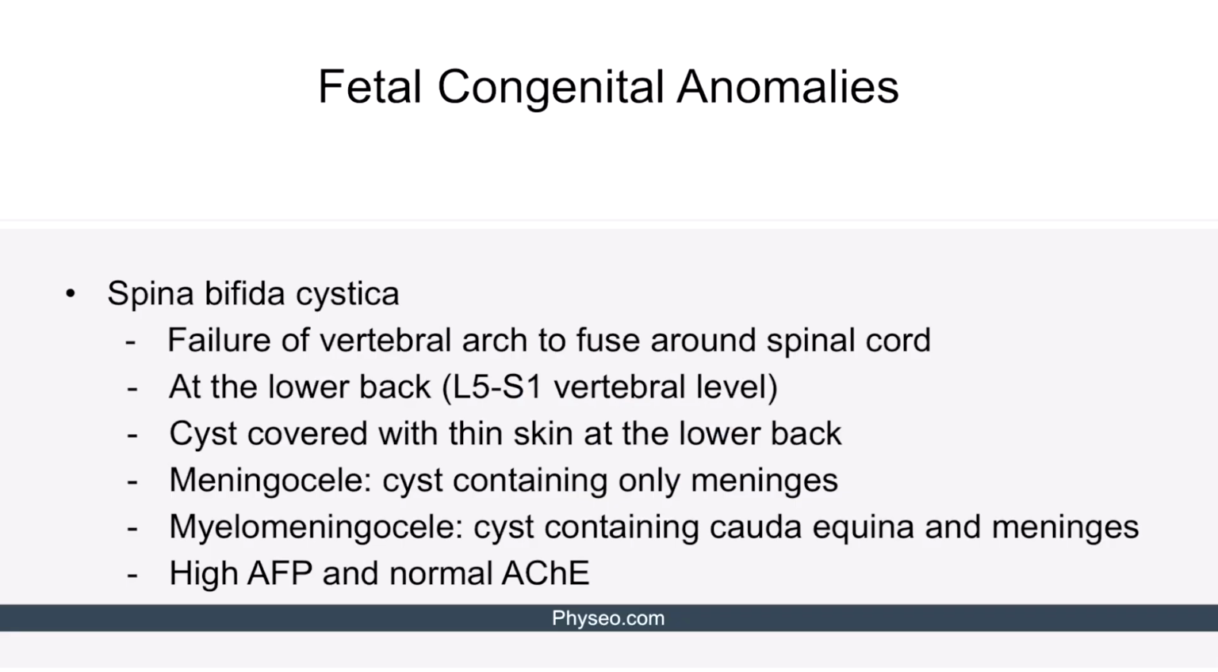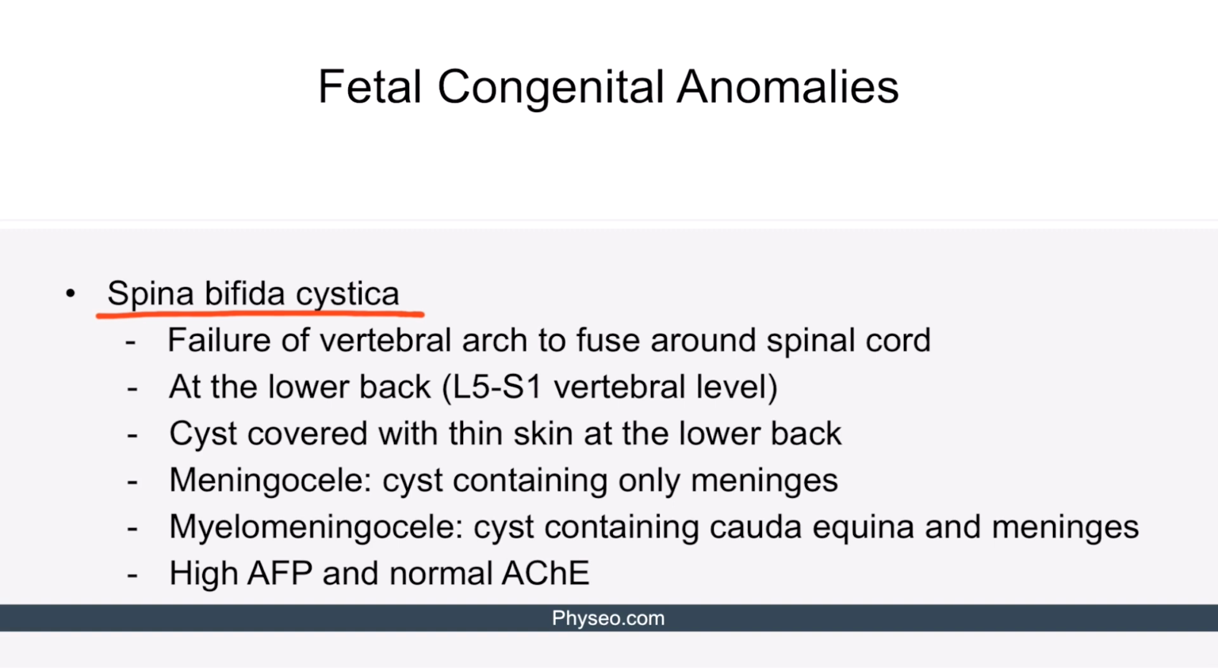So now let's move on to another type, spina bifida cystica. Now, just like spina bifida occulta, this is also caused by failure of the vertebral arch to fuse around the spinal cord. And this defect is also at the lower back. And once again, we're thinking the L5 to S1 level. So this one is characterized by a cyst covered with thin skin. And there are a couple different subtypes. The meningocele has a cyst containing only meninges, while myelomeningocele has a cyst containing both the cauda equina and the meninges. But what are the AFP and acetylcholinesterase levels in the amniotic fluid? Well, there's actually high AFP, but normal acetylcholinesterase.